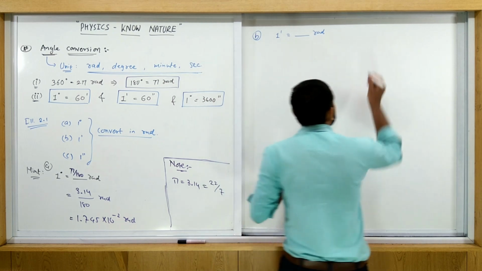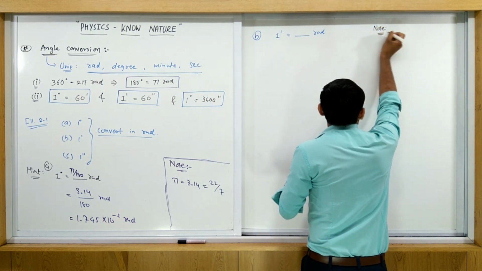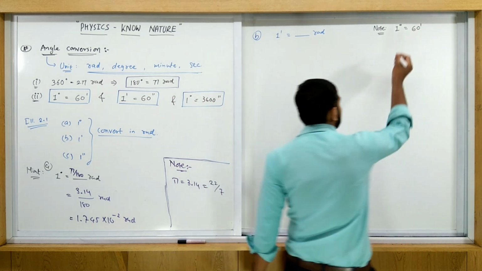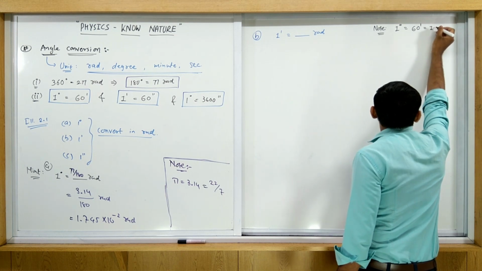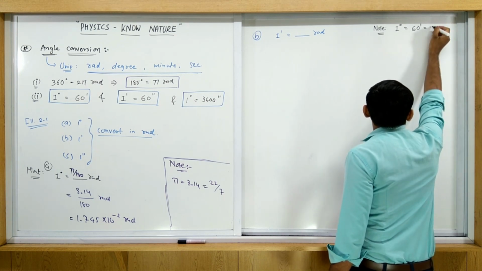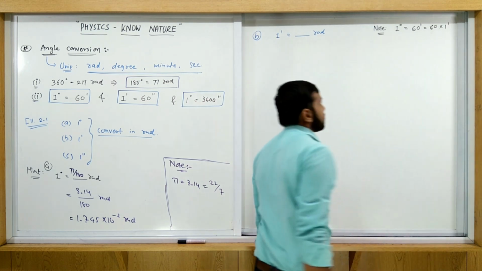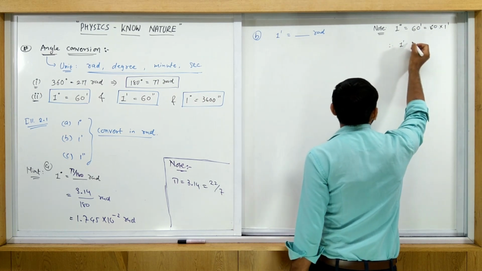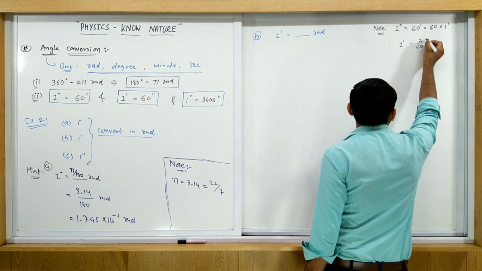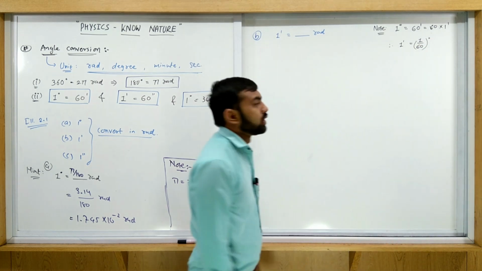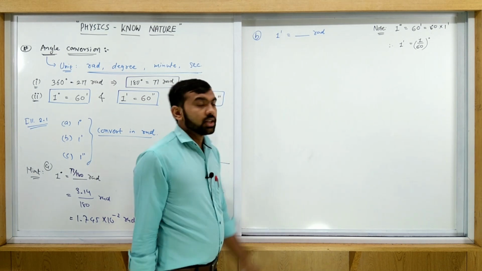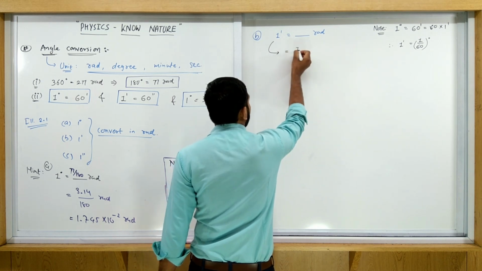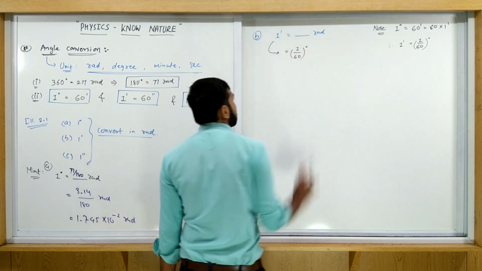Let's write a note. 1 degree is equal to 60 minutes. So can we write this value in this way? It is equal to 60 into 1 minute. Then find the minute from this one. So 1 minute is equal to 1 upon 60 degree. So put this value here. 1 minute is equal to 1 upon 60 degree.